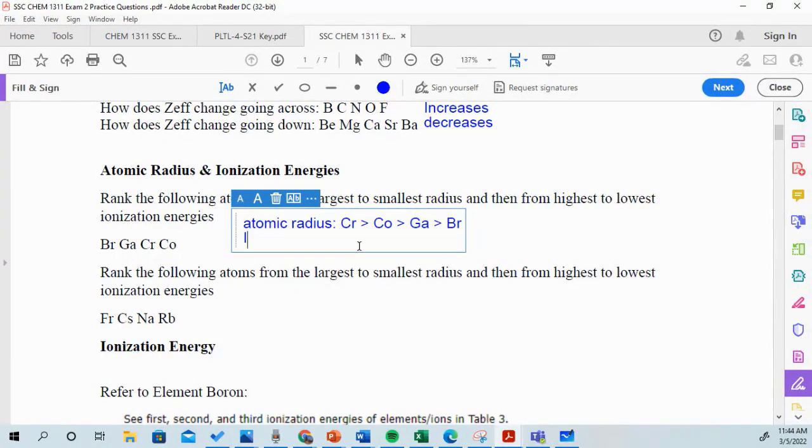So for ionization energy, I'm just going to abbreviate it as IE. What will be our ranking? What will have the highest ionization energy? Perfect, Br, right? Since it's the smallest, it will have the greatest effective nuclear charge, meaning there's greater attraction, so it's going to be harder for me to remove that electron. So it'll be Br has the greatest ionization energy, Ga, Co, and Cr.